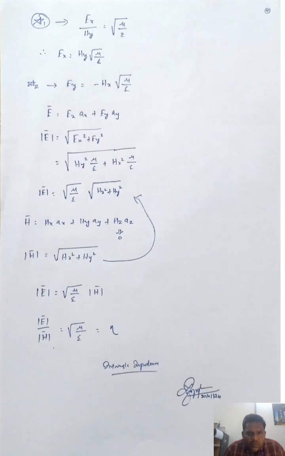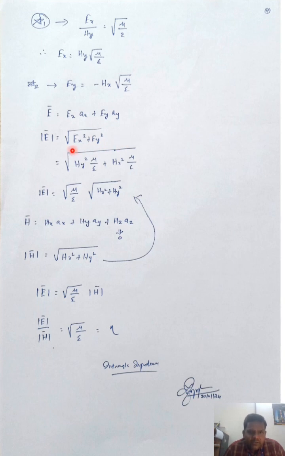From solution part number 1, we are considering Ex by Hy is equal to square root of mu by epsilon. From this, we are calculating Ex is equal to Hy into square root of mu by epsilon. Like that, we are taking solution part 2: Ey is equal to minus Hx into square root of mu by epsilon. We know the electric vector E is equal to Ex ax plus Ey ay. Getting the modulus of that electric vector, it is equivalent to square root of Ex square plus Ey square.